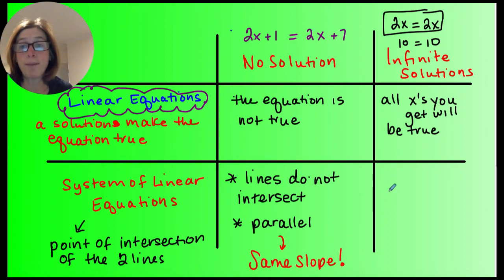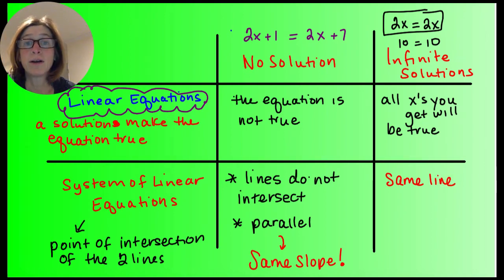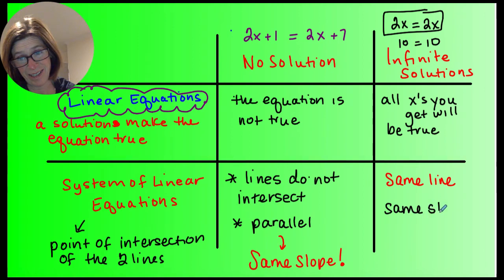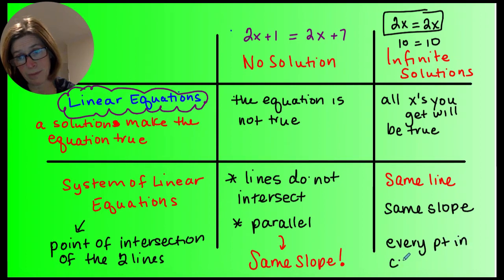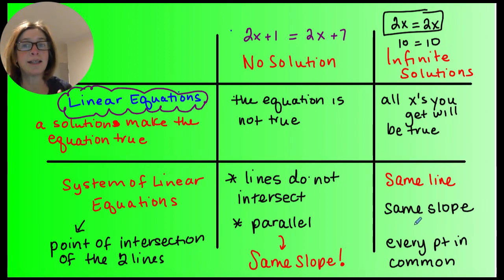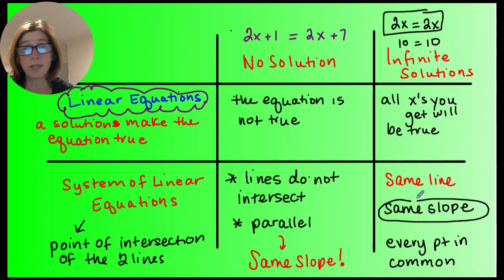But if it's infinite solutions, it means it's the same line. That means the slopes are also the same, and it has every point in common. Now, I will tell you what I have found when I've seen questions regarding this idea on the SAT: it really comes down to having the same slope. So if you set the slopes equal to each other, it's really going to help.